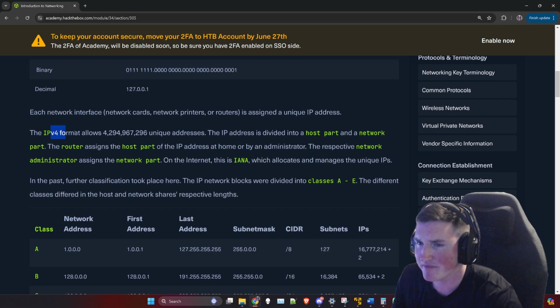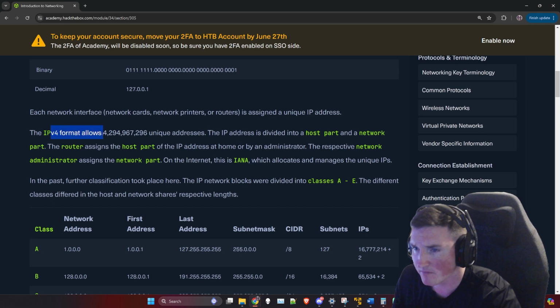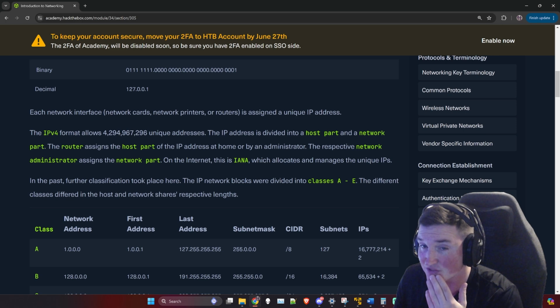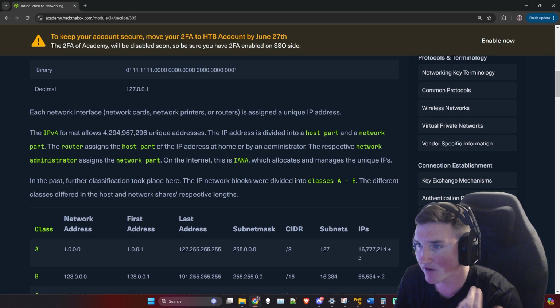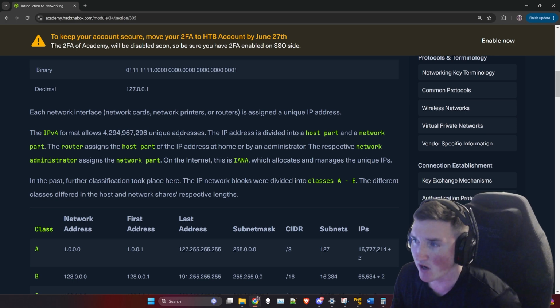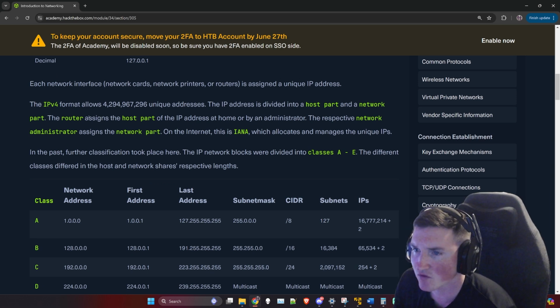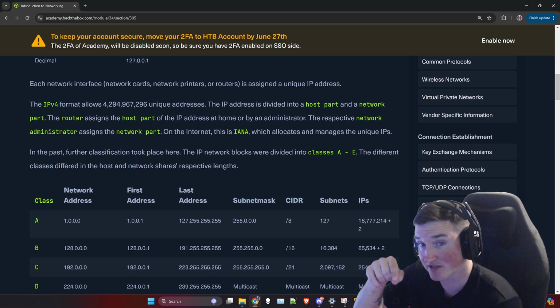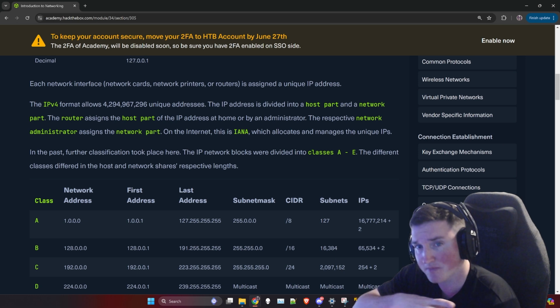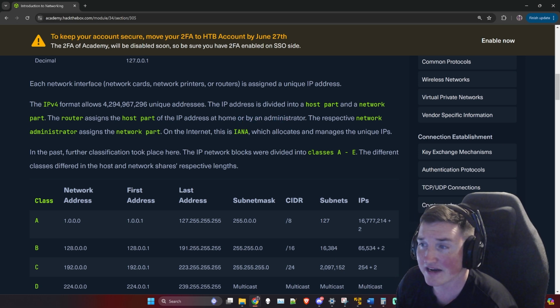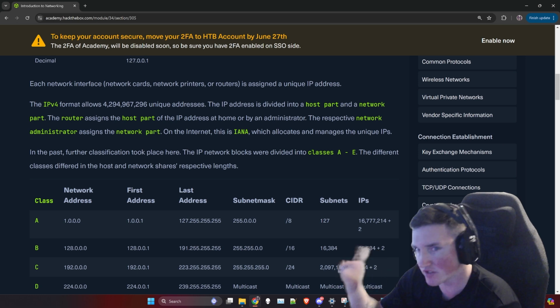Now you can see the IPv4 format allows 4,294,967,296 unique addresses, and we ran out a long time ago. The IP address is divided into a host part and a network part, which we're going to talk about. The router at your house that I was talking about assigns you the host part. They assign you a host IP address, right? Or an administrator does, meaning you can have it pre-configured to assign it.